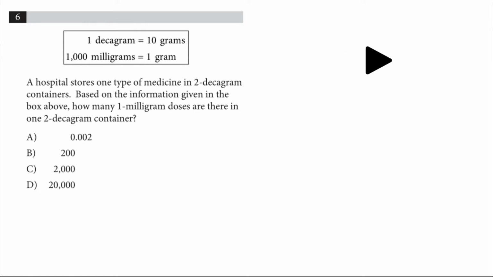A hospital stores one type of medicine in 2 decagram containers. Based on the information given in the box above, how many 1 milligram doses are there in one 2 decagram container? Now, this is a conversion problem. So how do we tackle such problems? First, we're interested in this 2 decagram containers, right? So 2 decagrams from here, let's multiply both sides by 2. 2 decagrams is going to be equal to 20 grams.